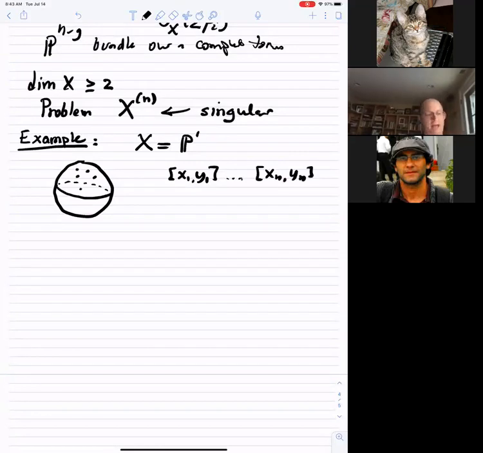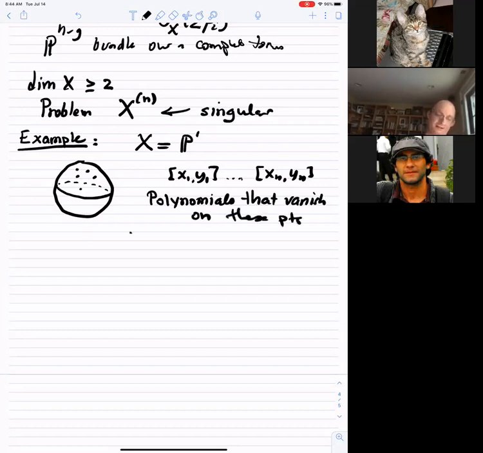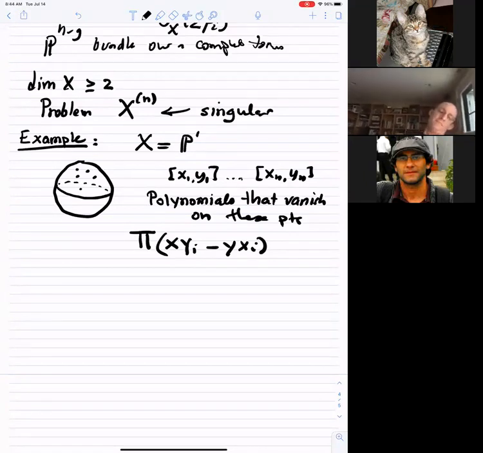Instead of thinking about the n points, I can think about the polynomials that vanish on these points. So you can write it like this. It's generated by this polynomial: x times yi minus y times xi, and I can take this product. Any polynomial vanishing on these points is divisible by this polynomial, and this polynomial is uniquely determined up to a scalar, right? So instead of thinking about n points in P1, I can just think of this polynomial. And of course, the points are just the roots of the polynomial.